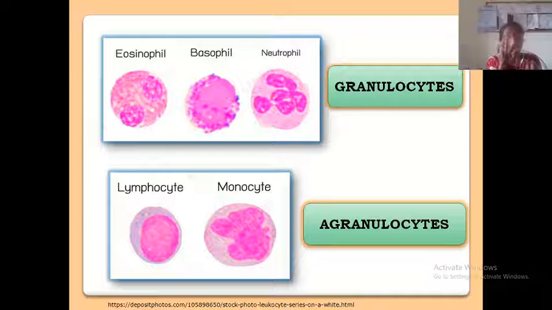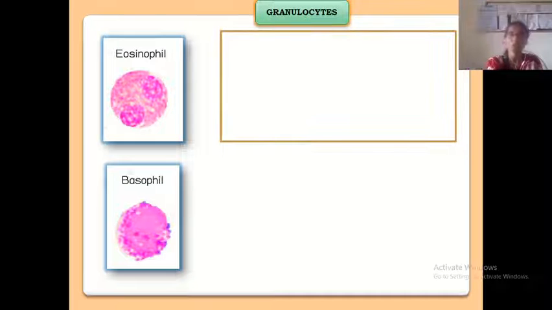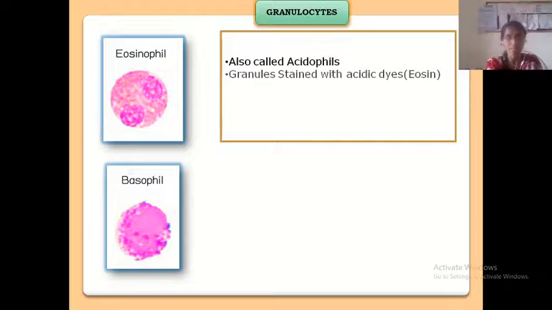In granulocytes, there are three main types of WBCs: eosinophil, basophil and neutrophil. And in agranulocytes, there are two types of WBCs: lymphocytes and monocytes. We will discuss each and every cell. First, we will discuss eosinophils. Why are these called eosinophils or acidophils? Because they are stained with an acidic dye such as eosin. As their granules stain with eosin, they are called acidophils or eosinophils.